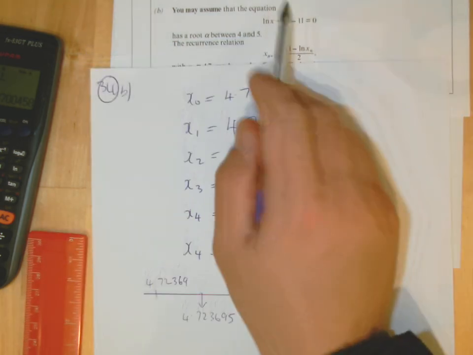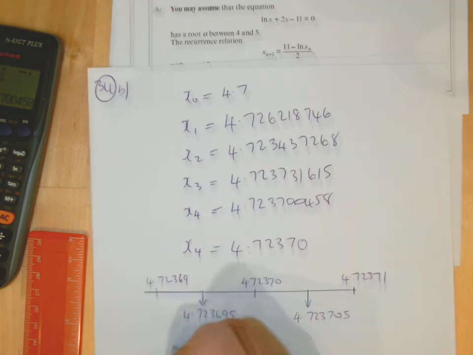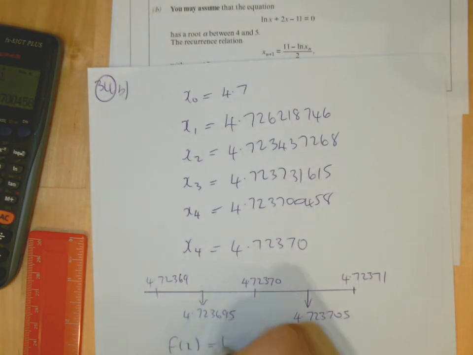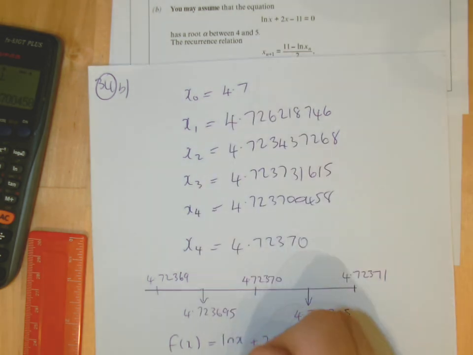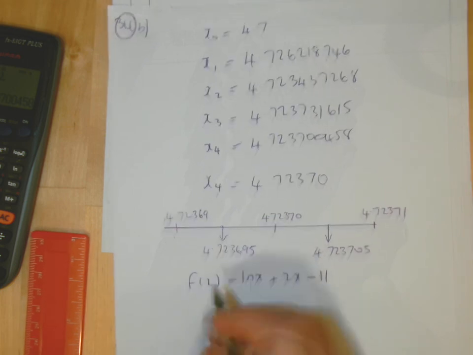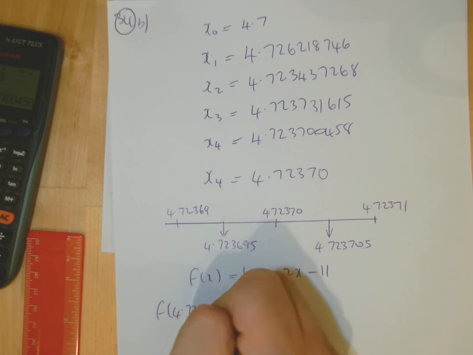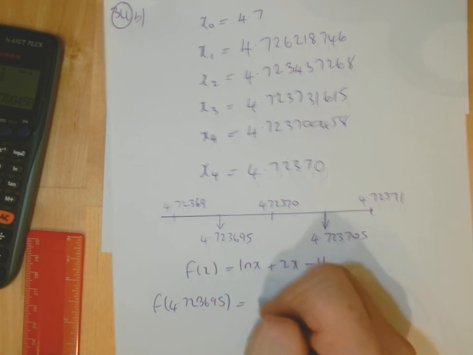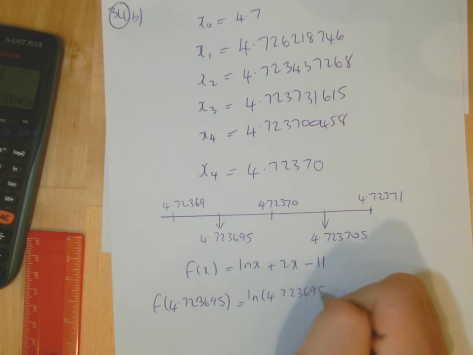I need to go back up to the original function they give me up here. Alright, so I'm going to call it, let's say, f of x. We don't use the recurrence relation for this bit, we use the original function. Okay, so I'm going to call it f of x, and I just need to type this number in now, 4.72365. I need to put that in there, and that's what I'm going to type into my calculator.